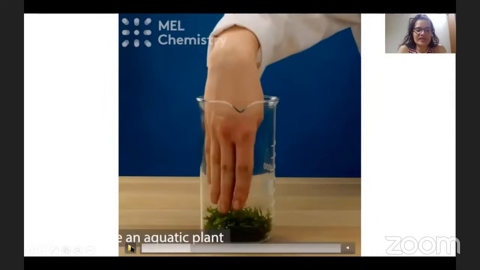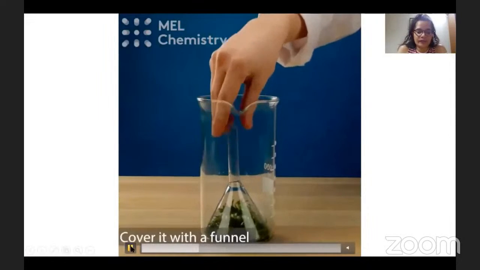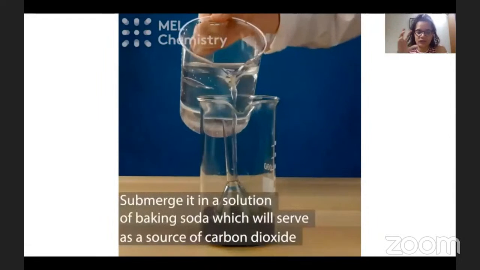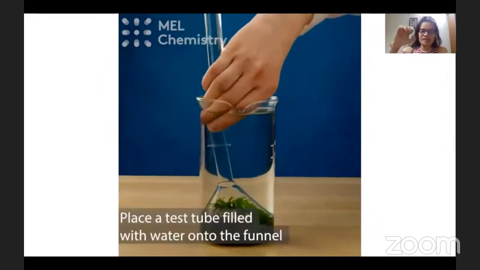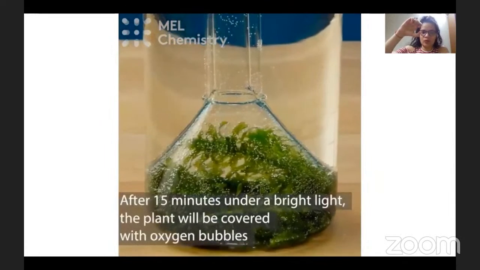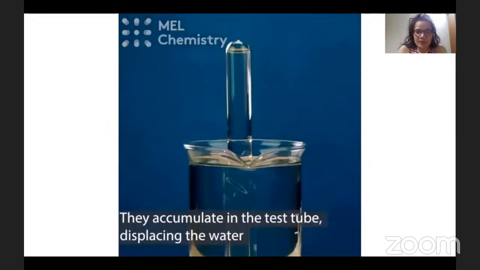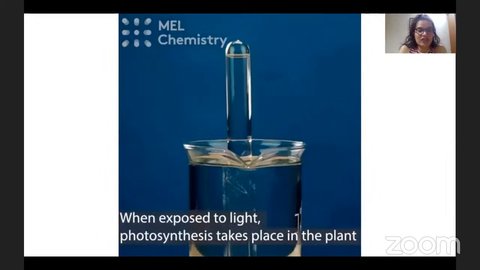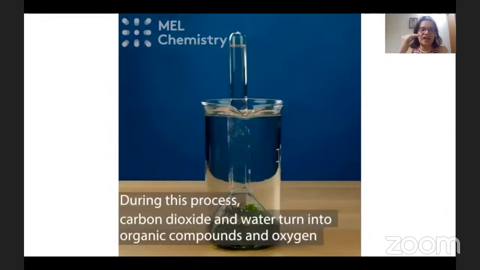So what you're supposed to do is take a beaker and put a plant in it with a conical flask upside down, and then you submerge the test tube so that there is no gas leaking and no water goes in. It's going to be filled with water, and gradually over a period of time, you will see that the water level is coming down.